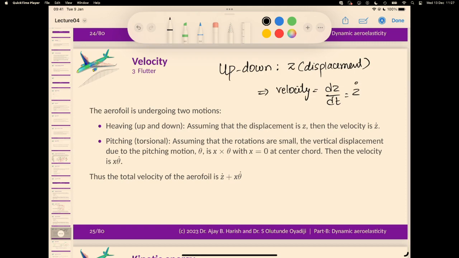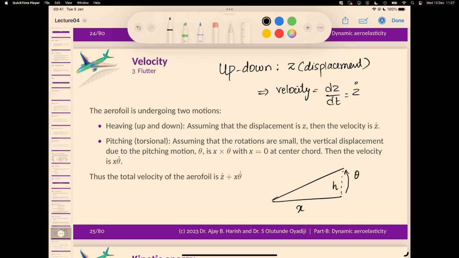So we said we have two motions. One is the up and down. One is the pitching, right? So the second thing is we are saying that there's a pitching motion of theta. So let's say we defined our x. Now if there's an angle of theta here, this is our distance x, and our pitching motion is nothing but x into theta. So we have a change in height.